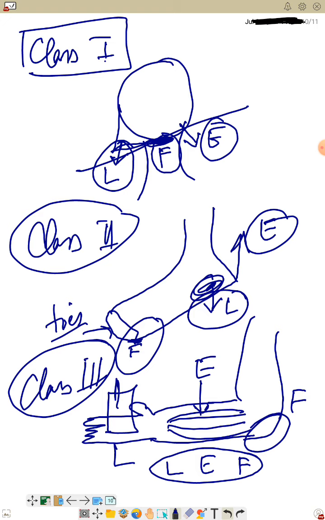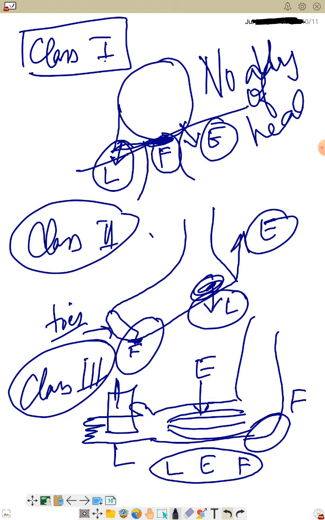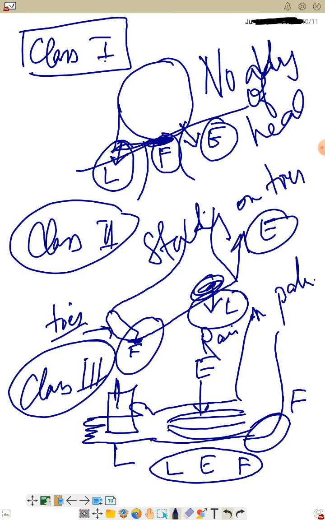All right, so these are the 3 classes of levers which you can find in our body. The first one is class 1 lever, that is nodding of head. Second one is standing on toes, and third one is raising the load on palm. So these are the 3 examples where you can see that the classes of lever can be compared with the parts of our human body.